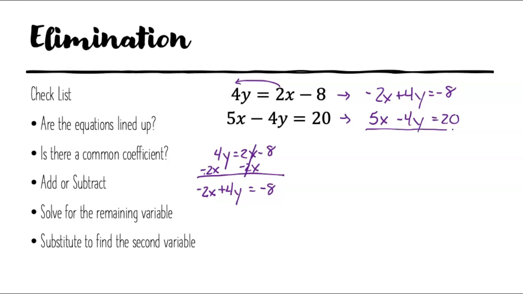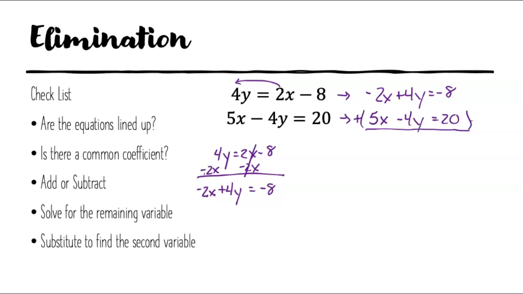My question here would be, do I have like coefficients? Do I have common coefficients? x coefficients are negative 2 and 5. No. But then I have my y coefficients. I have a positive 4 and a negative 4. If I combine those, if I add them up, will that equal 0? Yeah, in this case it would. 4 and negative 4, when you put them together, make 0, right? So I'm just going to add.